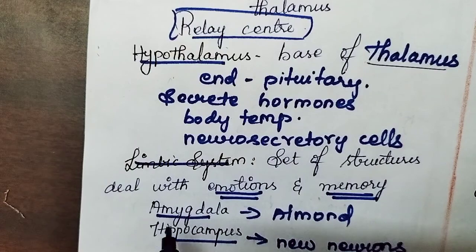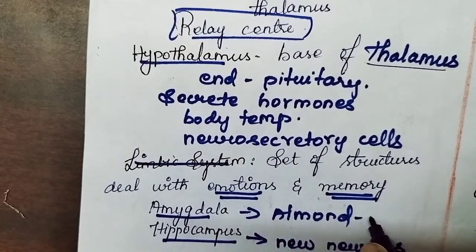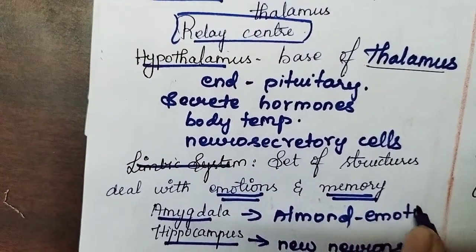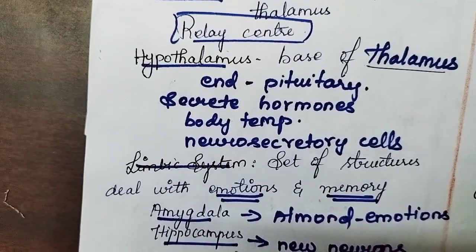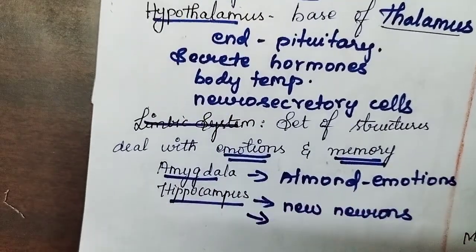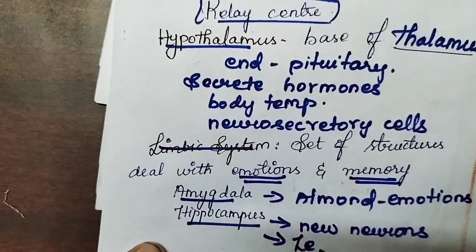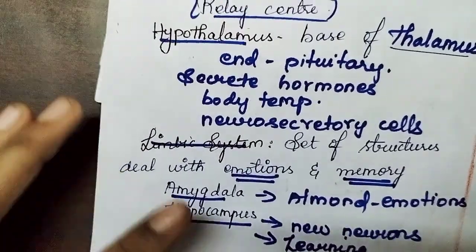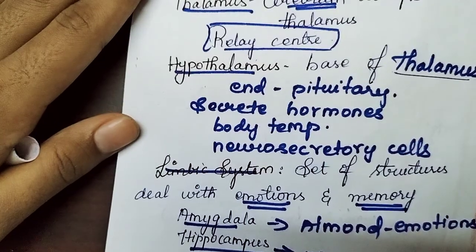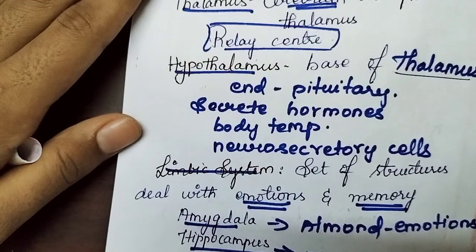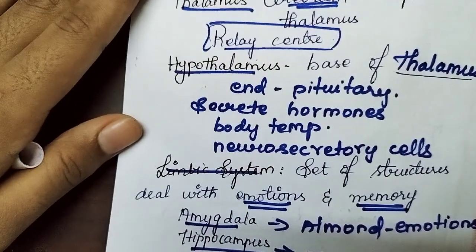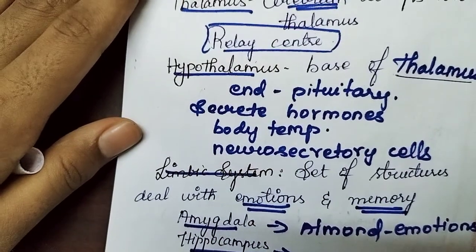So the amygdala is concerned with emotions, and the hippocampus is concerned mainly with learning new things. Okay, so we have seen about the telencephalon and diencephalon of the prosencephalon. Now we will deal with the mesencephalon.